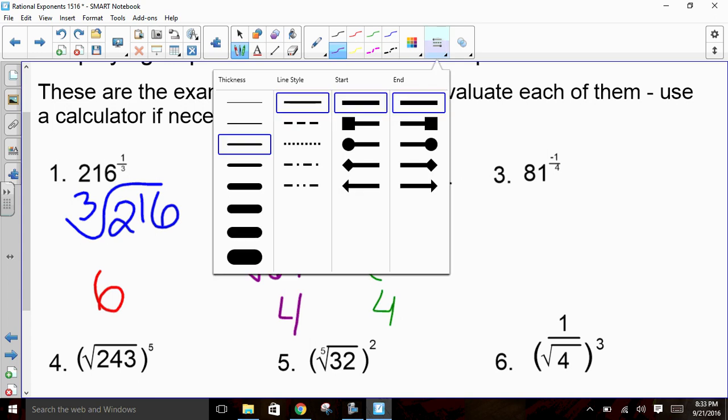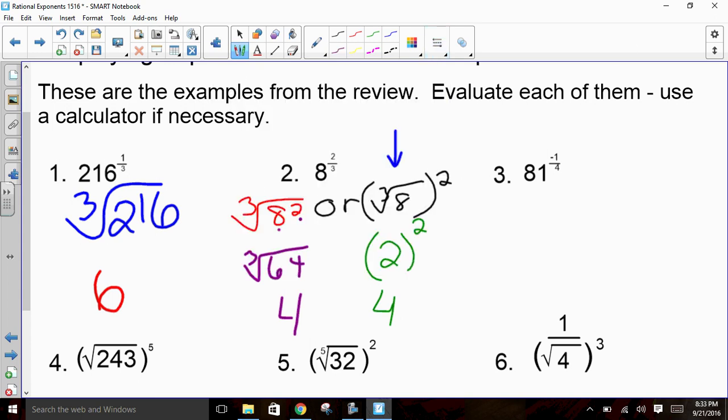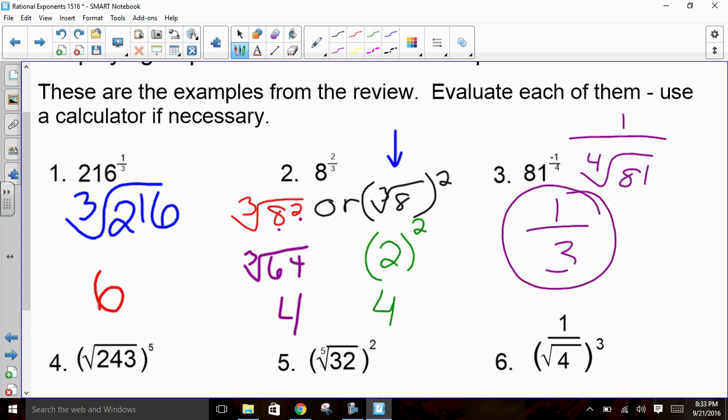All right, and number 3, we have the radical of 81. We had that fourth root, and it was all over 1. The fourth root of 81 gives me 3, but that fraction doesn't get to just disappear, so it's 1 over 3.